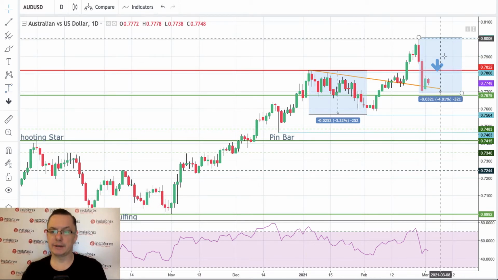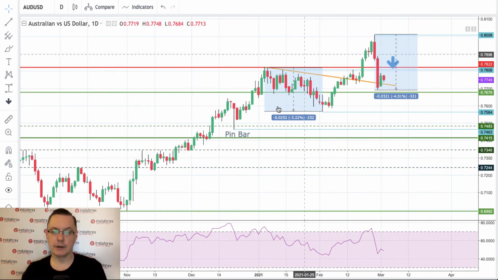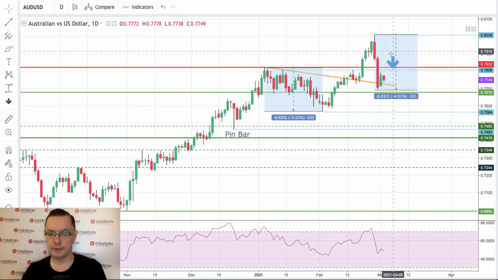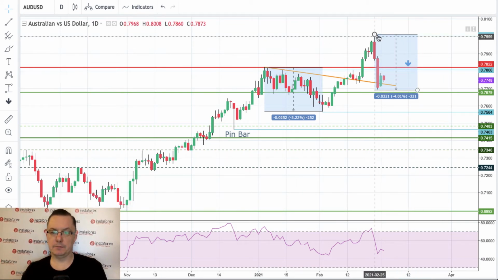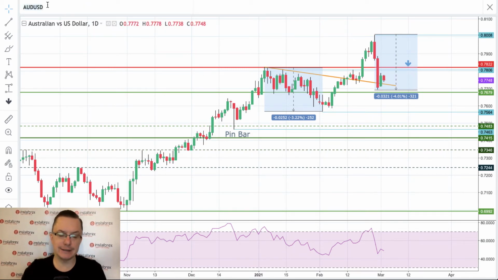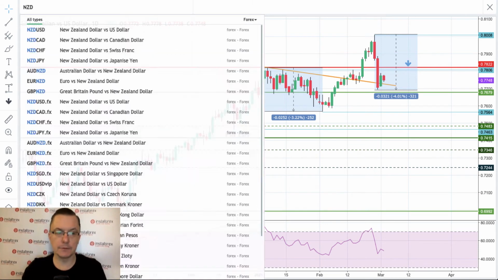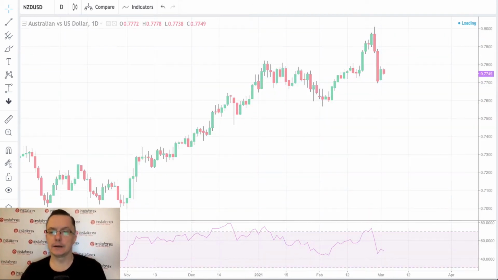Okay, we got a 4% correction, so that means this slide down is the biggest one during the whole move up. So it's very, very probable that we are in progress, in development of making a new corrective cycle, maybe in the form of ABC to the downside on the Australian dollar. So let's see if the New Zealand dollar reacted the same way.